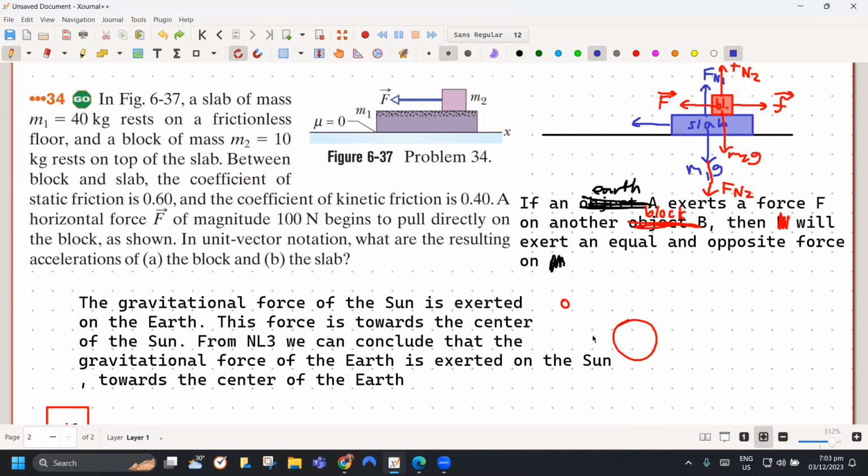Yung expectation ko kasi, ganito. Naalala mo yung table, pag masyadong malaki yung force na ginamit para hilahin yung object sa taas, magsa-slide dapat yung second mass, di ba? From common experience. Pero if the force is small, it's possible na sabay silang gumalaw. It will get stuck.